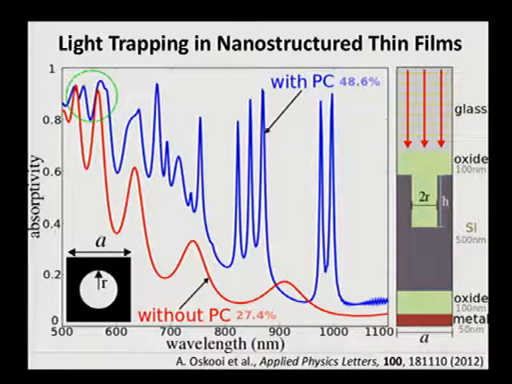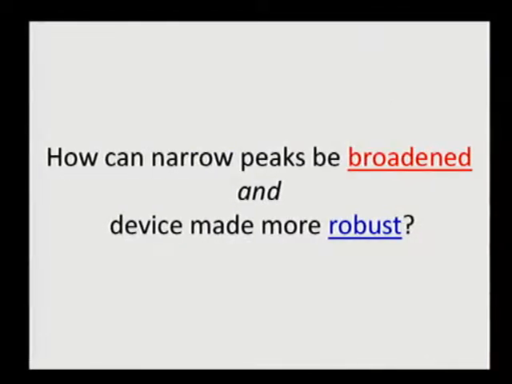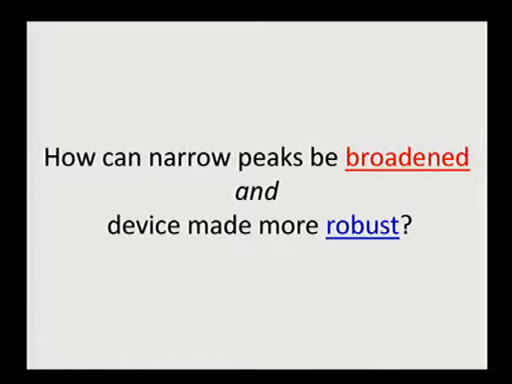As you can see, the photonic crystal has very narrow peaks, which are indicative of the resonant modes in the structure, which are in contrast to the broad Fabry-Perot resonances of an unpatterned film. The percentages denote the light trapping efficiency, which is proportional to the area underneath each curve. The photonic crystal absorber is a significant improvement over the unpatterned film, but nevertheless, its performance depends very sensitively on the conditions of the incident light. How can these narrow peaks be broadened and the device made more robust?